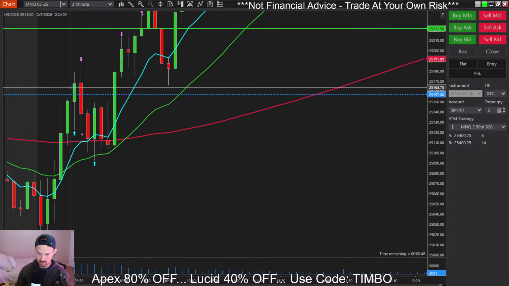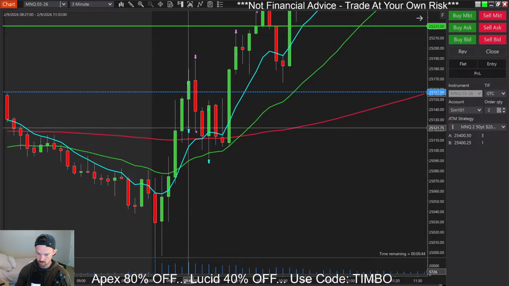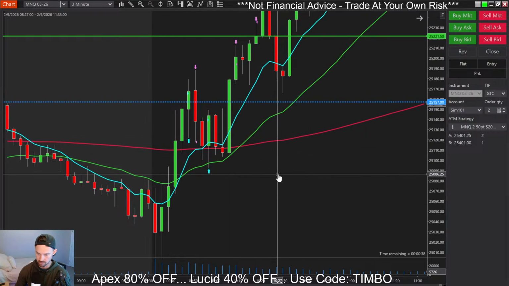First one was a loss here. Tried getting long on this kind of red to green above this level. We just didn't get follow through. Got stopped out underneath the candle on the 3 minute chart.